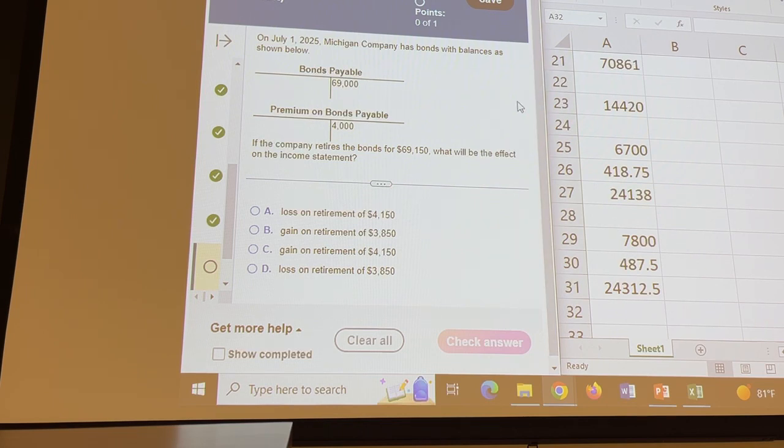Okay, here's some T accounts for a company. Bonds payable has a credit balance of 69,000. Premium on bonds payable has a credit balance of 4,000. Now I said that I didn't think you were going to have to do any retirement problems where there was a gain or loss, but I guess I was wrong about that. There aren't any homework problems with that, but here's a multiple choice problem that you could get that has that.